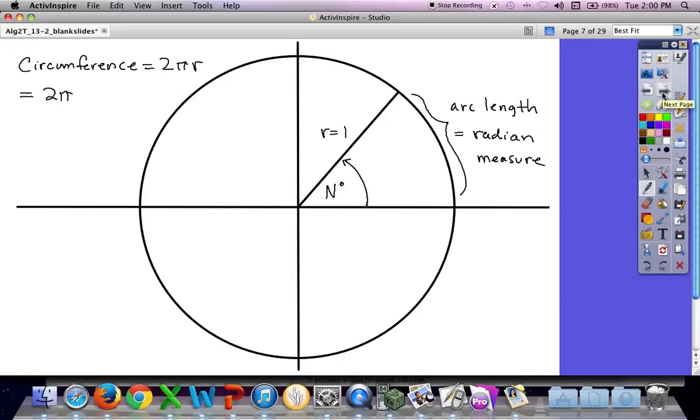If we define our radius equals 1, okay, set your circle so that it has a radius equal to 1, then whatever that arc length is that's being intercepted, that's called the radian measure of the angle. Right? So radian measure is the length of the arc when the radius of the circle is 1.